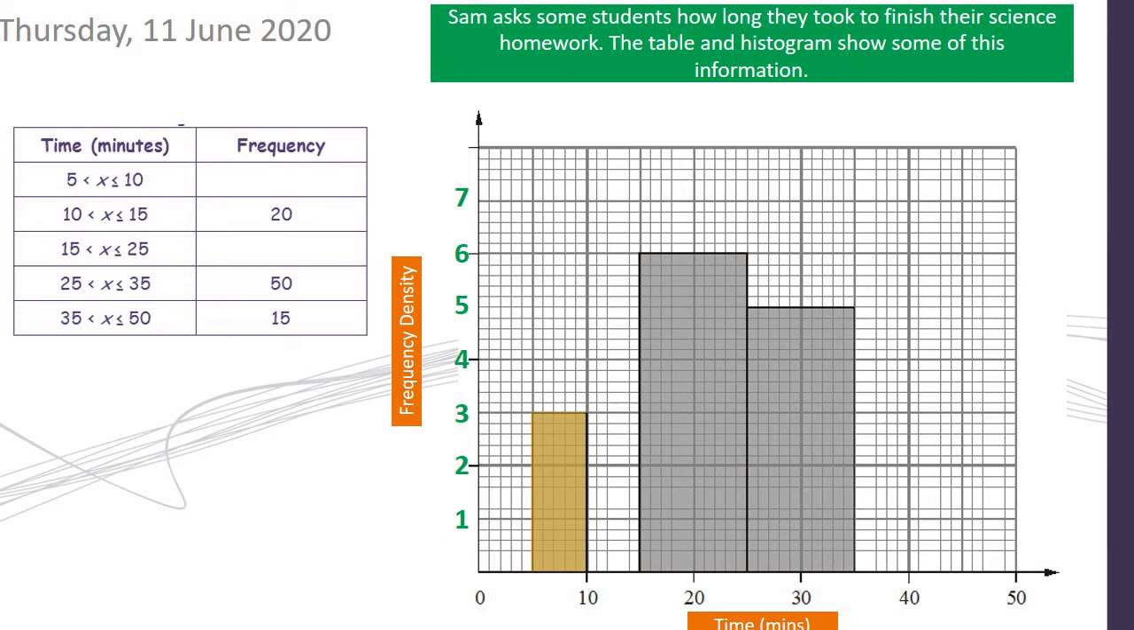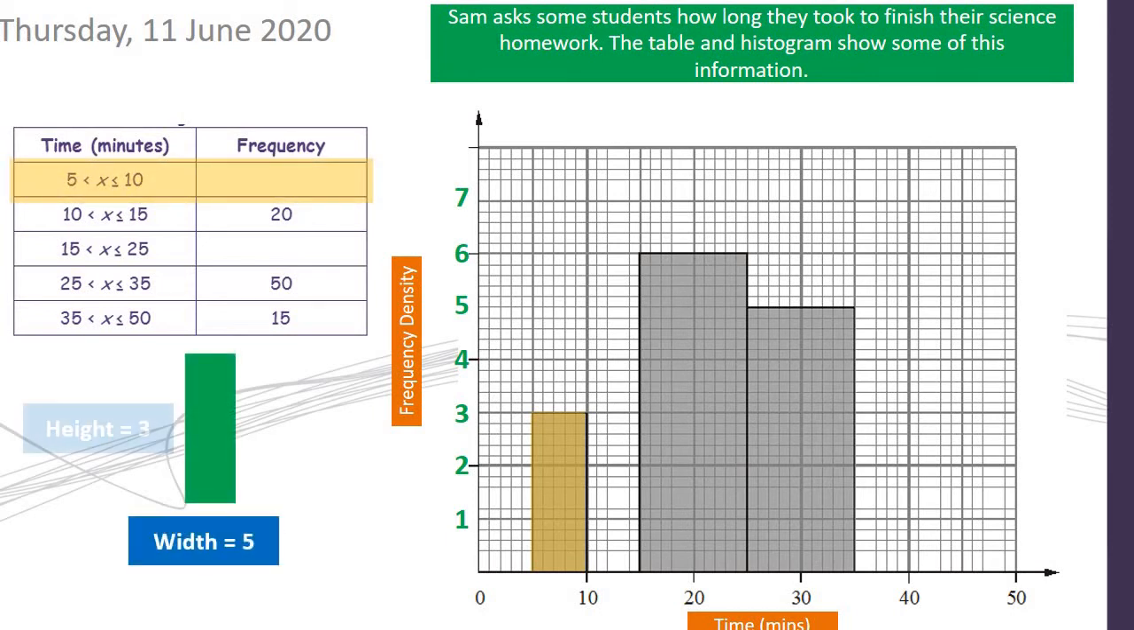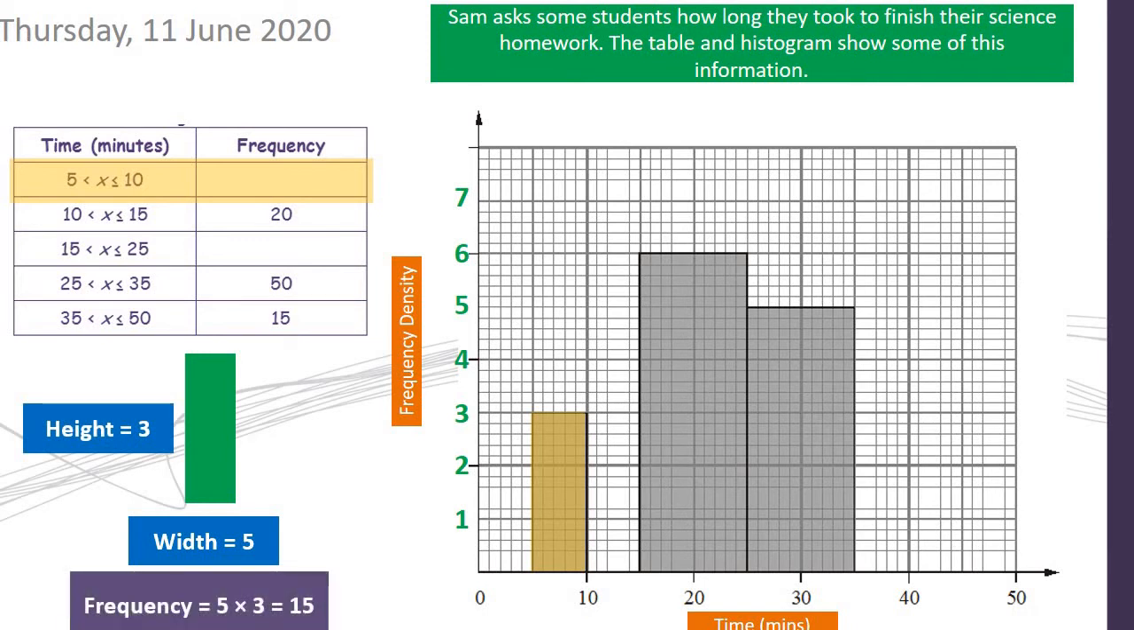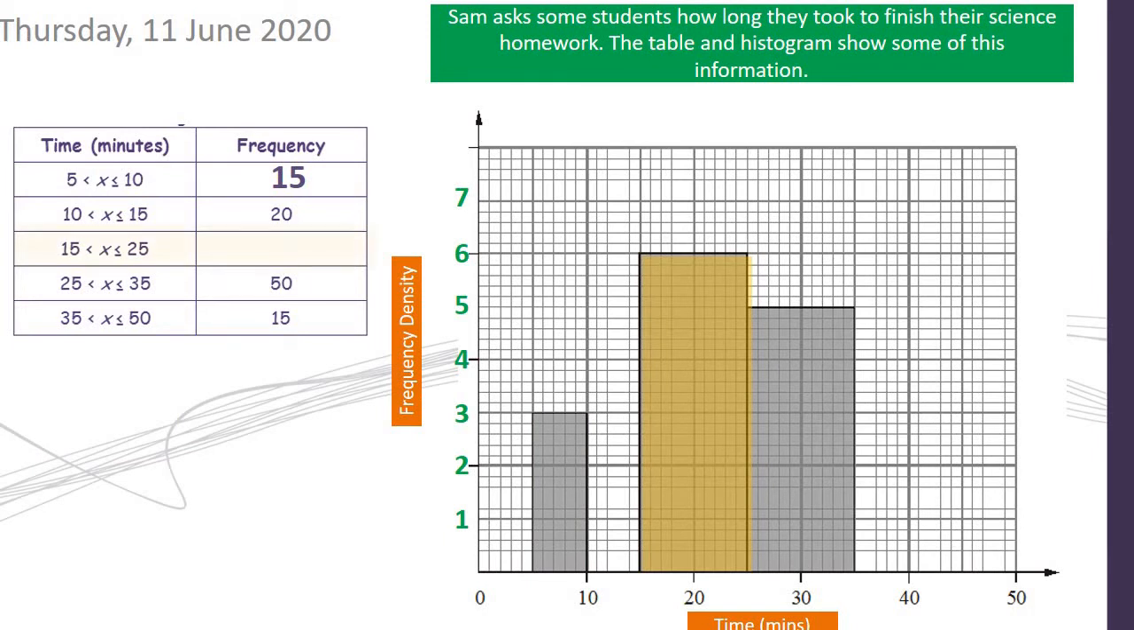If we look at this first bar here, we've got a class width of 5. We now know the height is 3, so to work out the frequency we simply do 3 times 5 and we get a frequency of 15. We can do the same thing here.